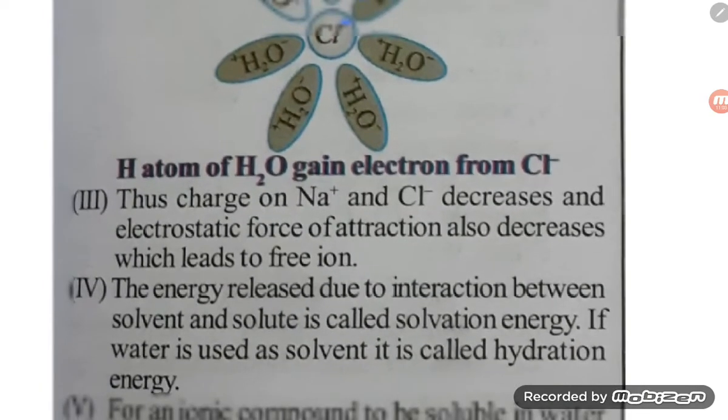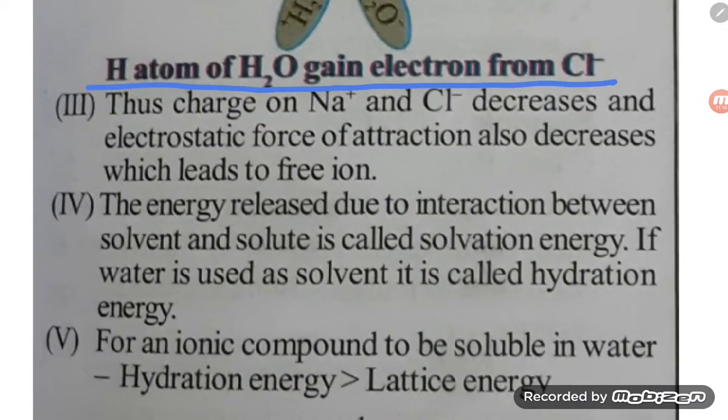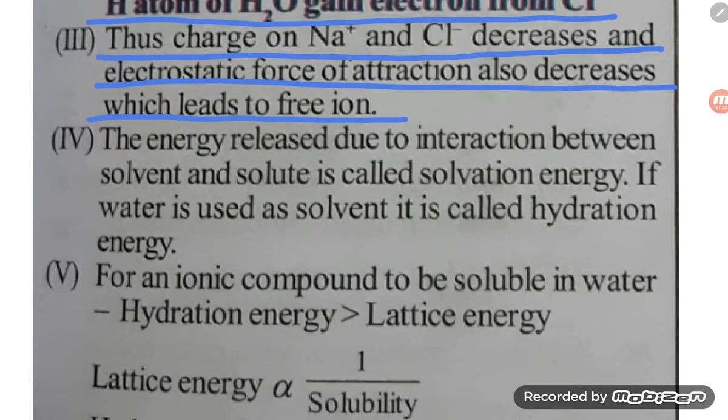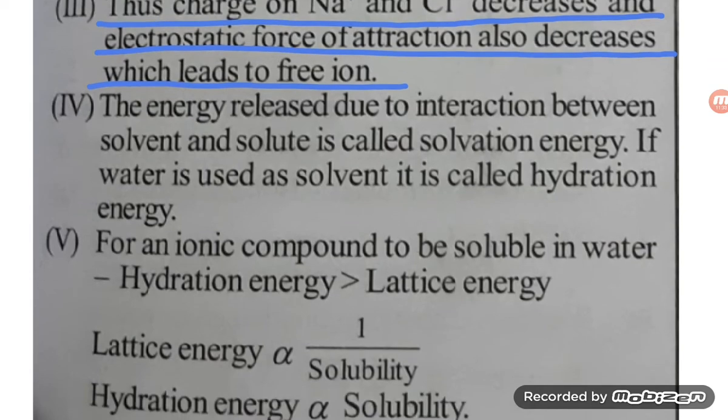Now read the next point. The hydrogen atom of H2O gains electrons from Cl-. Thus, the charge on Na+ and Cl- decreases, and the electrostatic force of attraction also decreases, which leads to free ions.